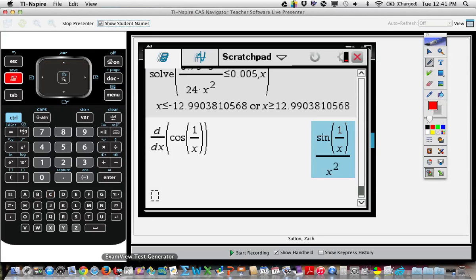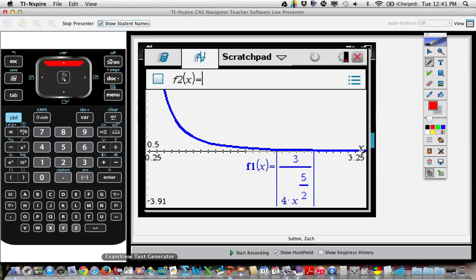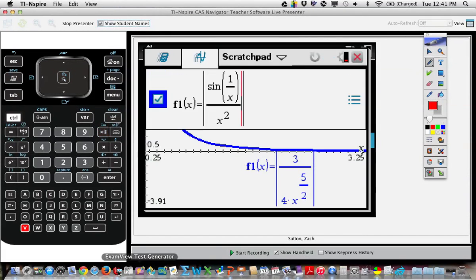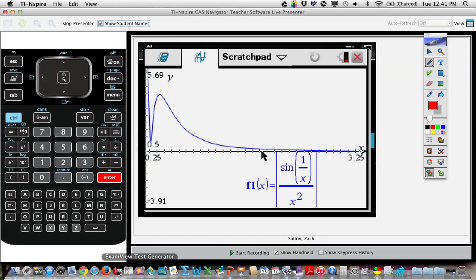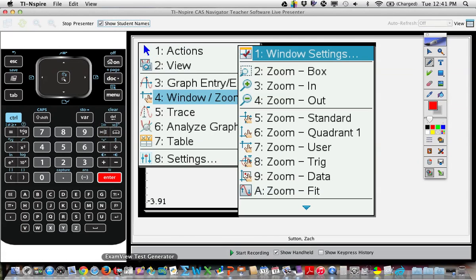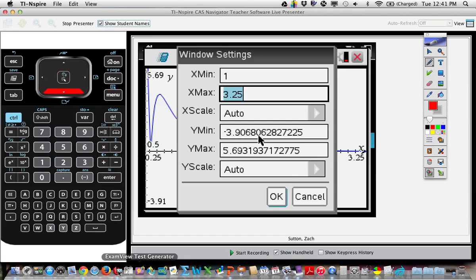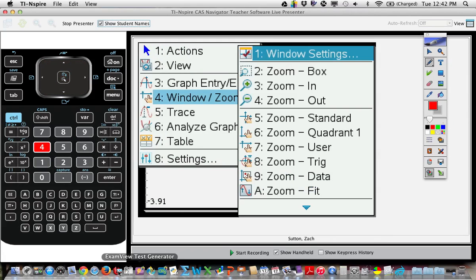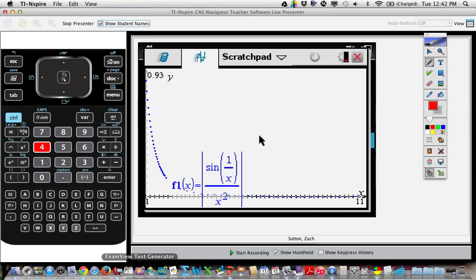He did his derivative. He's going to copy and paste that. We're going to do the absolute value of that f prime, and we're going to look at it from 1 to 11. We're going to zoom fit it so we can see all of it.